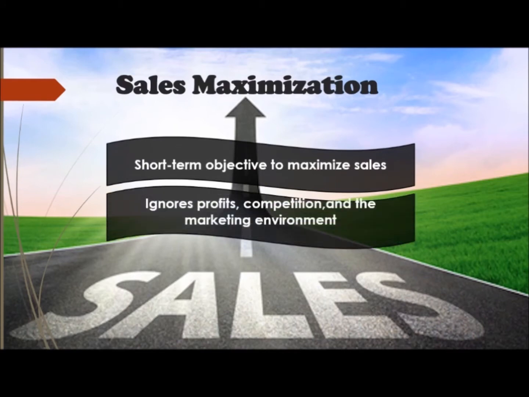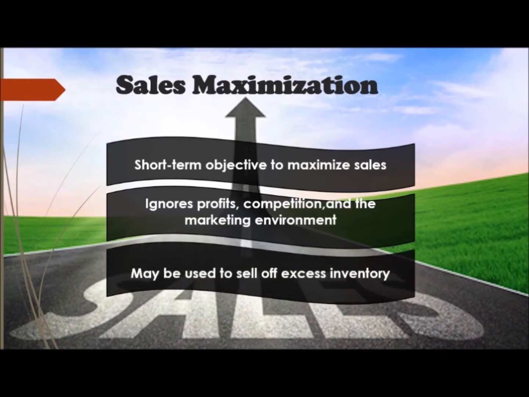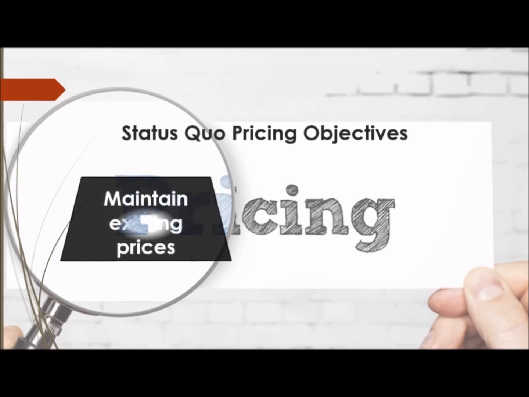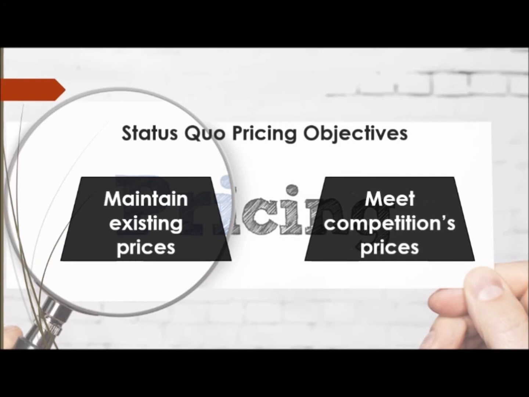It ignores profit, competition, and the marketing environment. It may be used to sell off excess inventory. In status quo pricing objectives, we maintain existing prices and also meet the competition's prices.